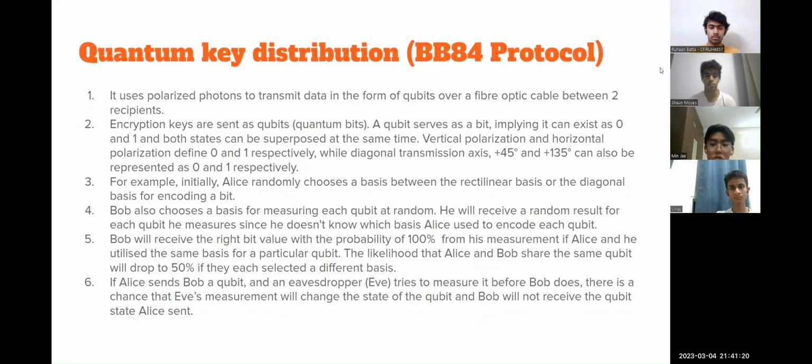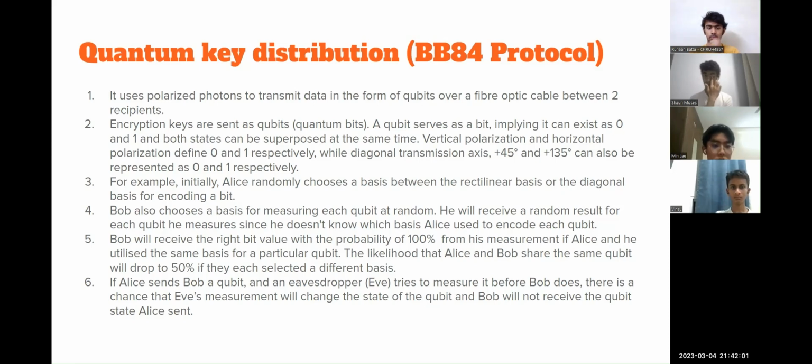Now I'm going to walk you through a brief introduction to the BB84 protocol. It uses polarized photons to transmit data in the form of qubits over a fiber optic cable between two recipients. Encryption keys are sent as qubits, and a qubit serves as a bit, implying it can exist as 0 and 1, and both states can be superposed at the same time. Vertical polarization and horizontal polarization define 0 and 1 respectively, while diagonal transmission axes plus 45 and plus 135 can also be represented as 0 and 1 respectively.